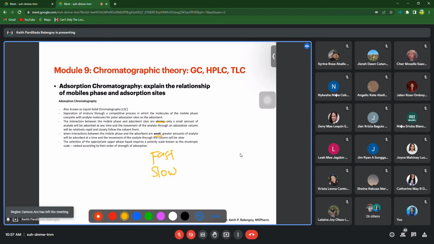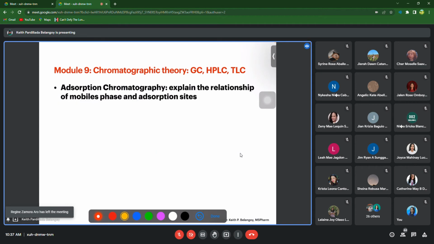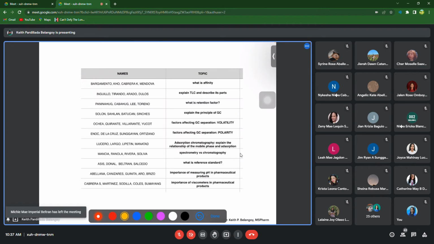And finally, we are now in spectral versus chromatography. Why did I include such a question, spectro versus chromatography? Because if you think about what you knew about spectrometry yesterday, you will somehow try to connect it to chromatography. So, let's hear from Mancha, Ranyola, Rivera, and Suluba. So this is the last question for Module 9. And this is for Module 10.